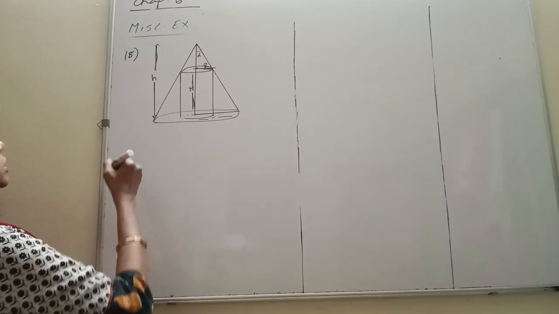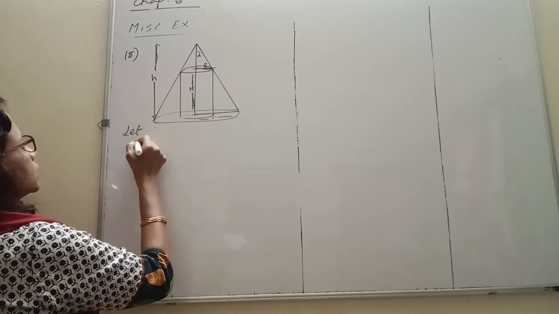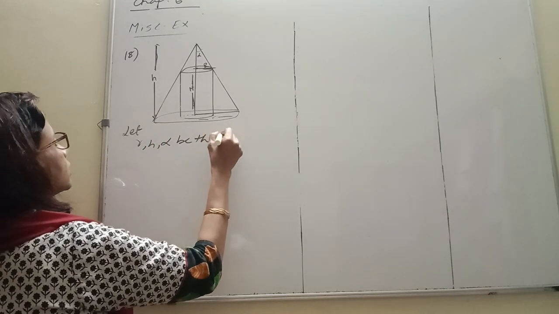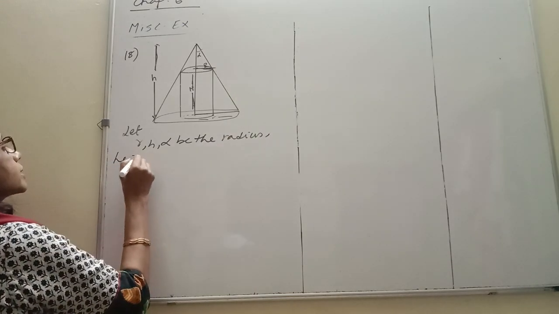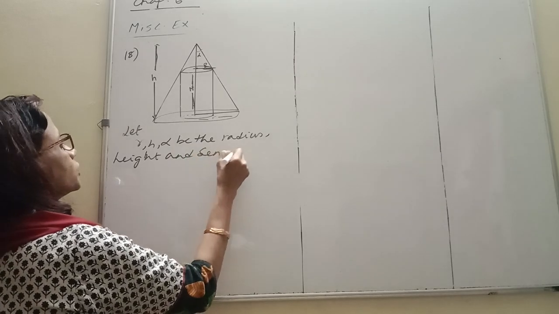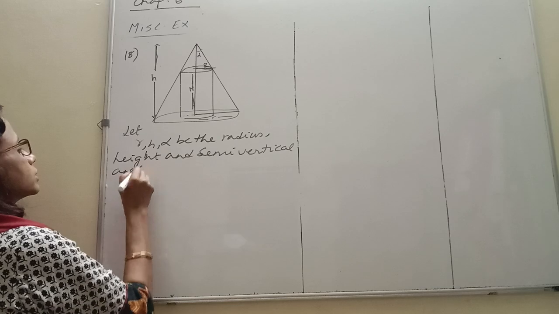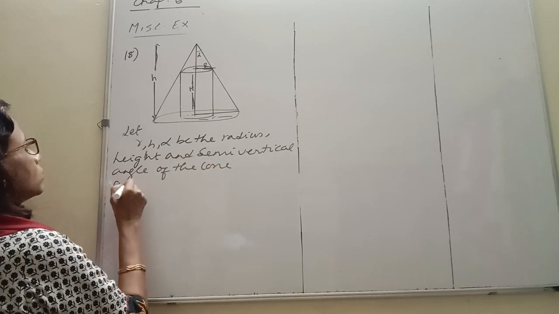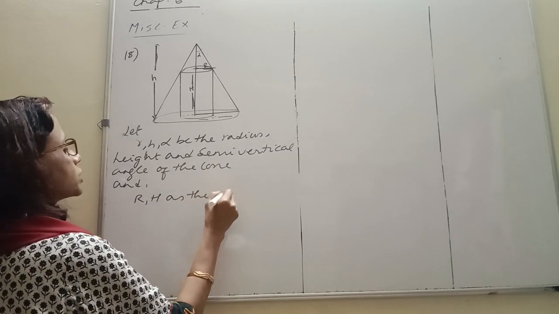So let R, H and alpha be the radius, height and semi-vertical angle of the cone. Of course it's given to us, but still. And then we will call maybe r and h as the radius and height of the cylinder.